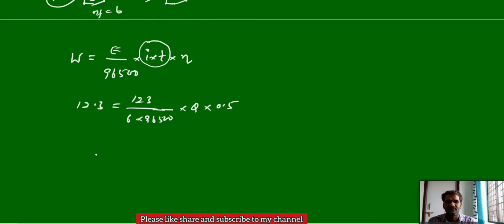So if you simplify this, you will get 1.2 Faradays, or 1.2 into 96,500 coulombs. Nothing but, if you multiply this, you will get 11,500 coulombs. This is the answer.